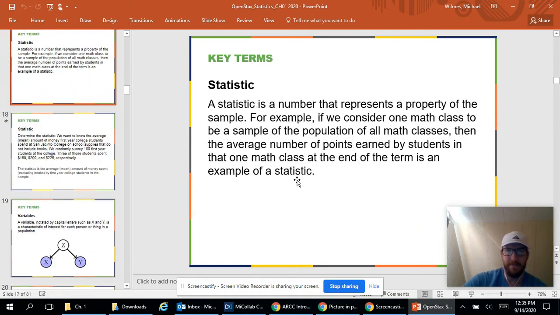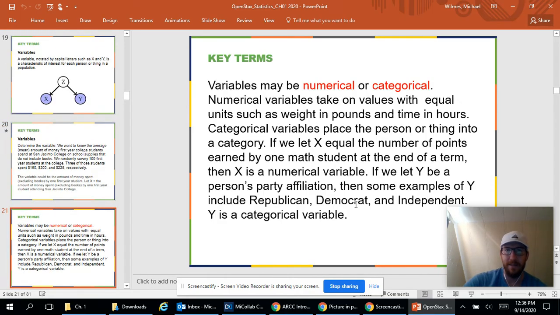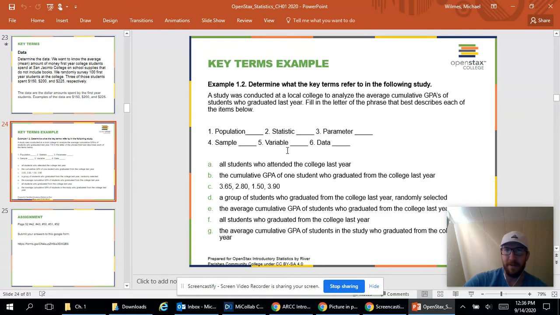Parameter is next. Our parameter is a number that is a property of the population. So population is looking at the overall big picture. And our big picture is our local college. So cumulative GPA of one student. Nope, we want big picture, not one student. Average cumulative GPA of students who graduated from the college last year, and that is the parameter. So that's looking at the overall big picture. So 3, parameter, goes with E.